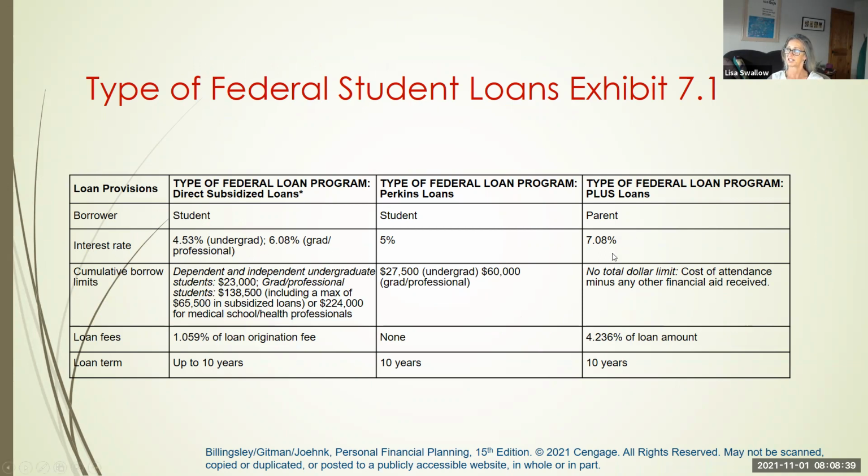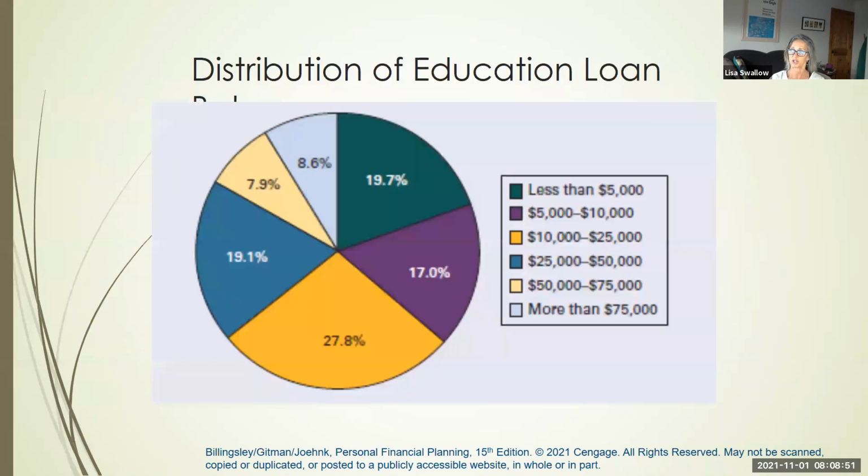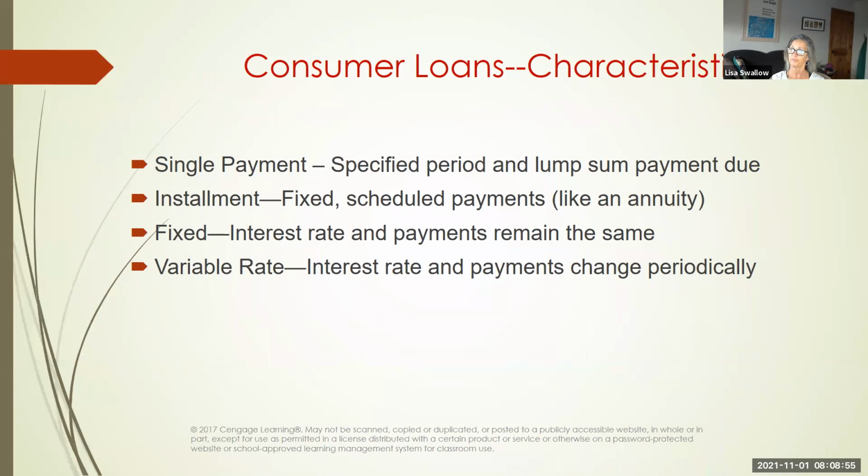As a parent, I mean, this is no bargain. In our situation, it was way cheaper to borrow for our kids' school from our home equity loan, because the rates were so much more competitive. So there's different kinds of consumer loans. This is going to be one of the focuses today, the difference between a single payment and an installment.